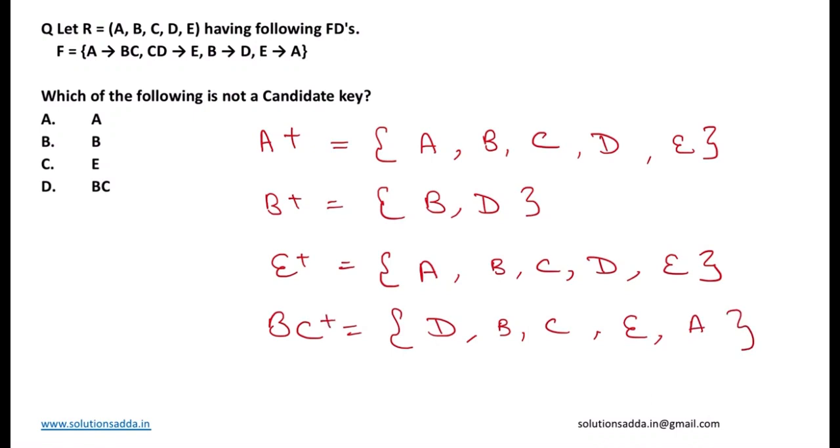Therefore we see that B is not suitable for a candidate key. Hence, option B is the correct answer since it is not determining all other attributes in its closure. Therefore, B is not a candidate key.